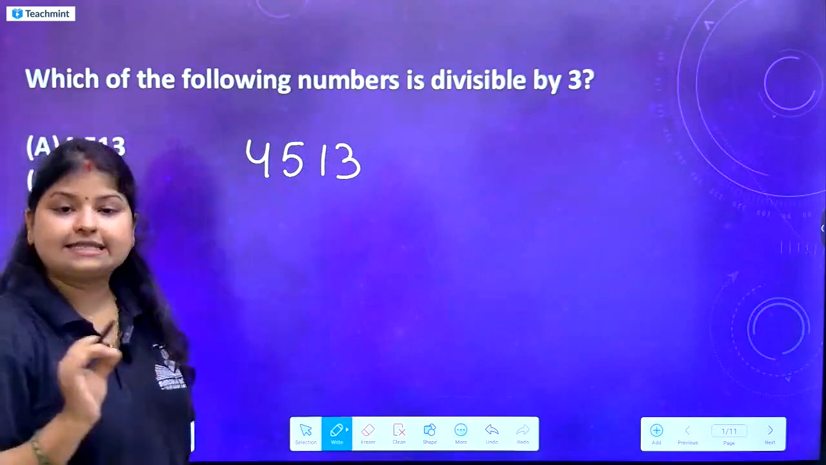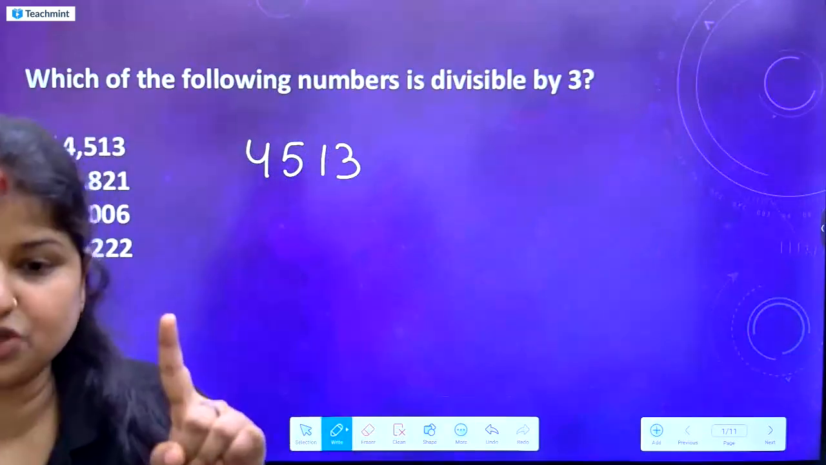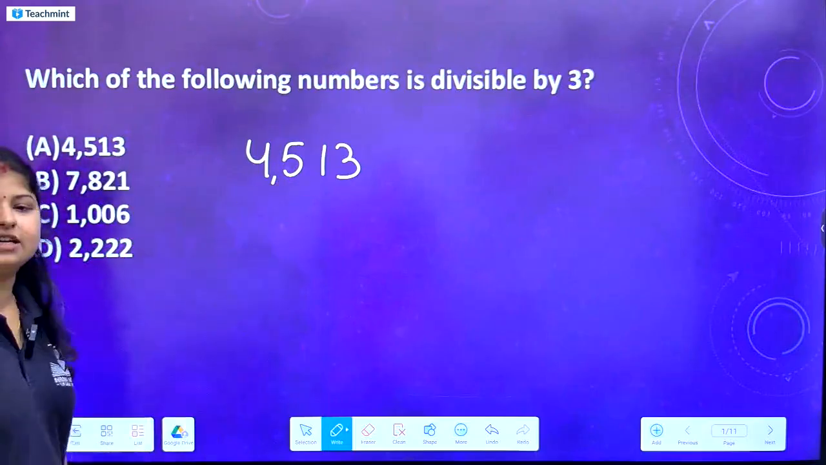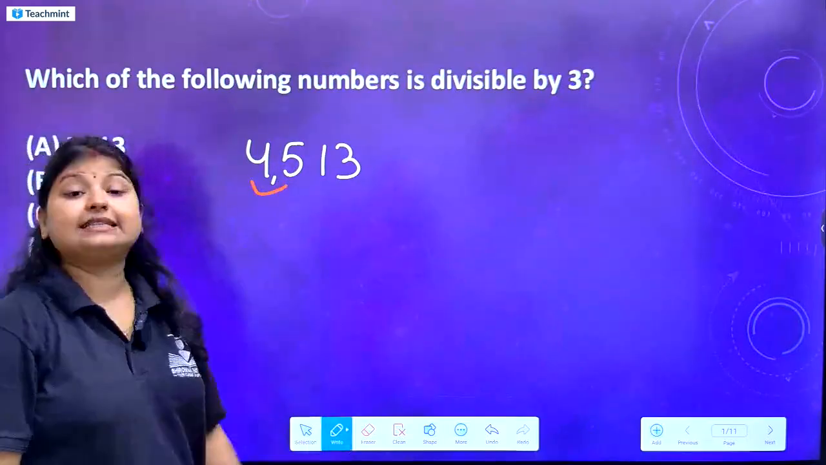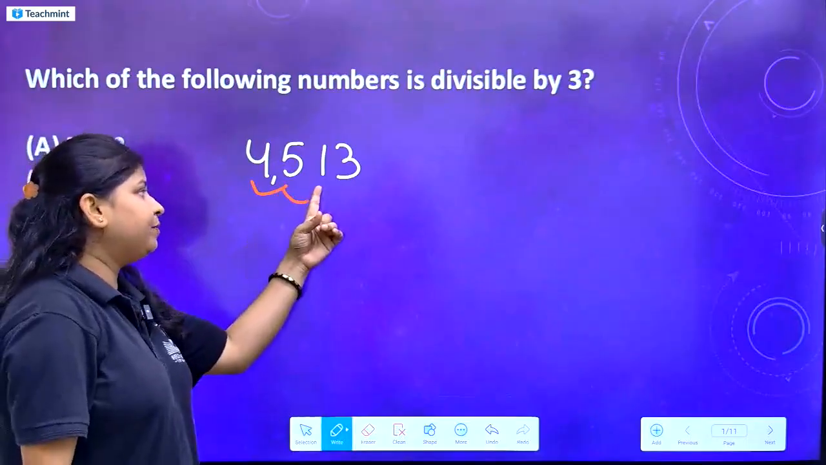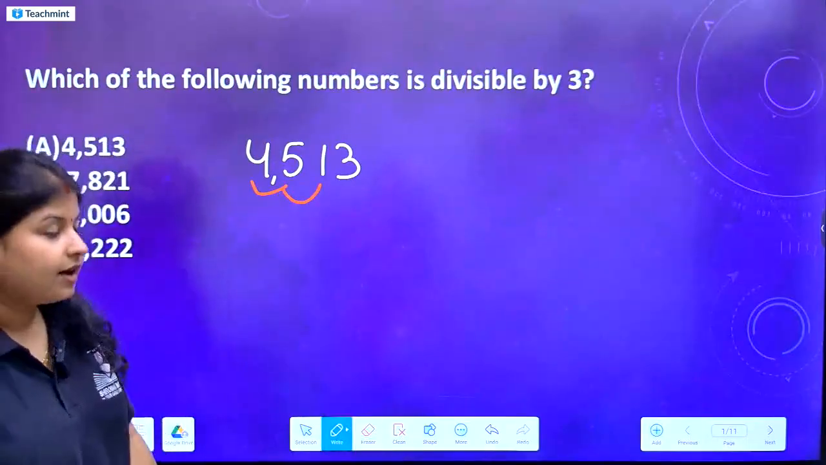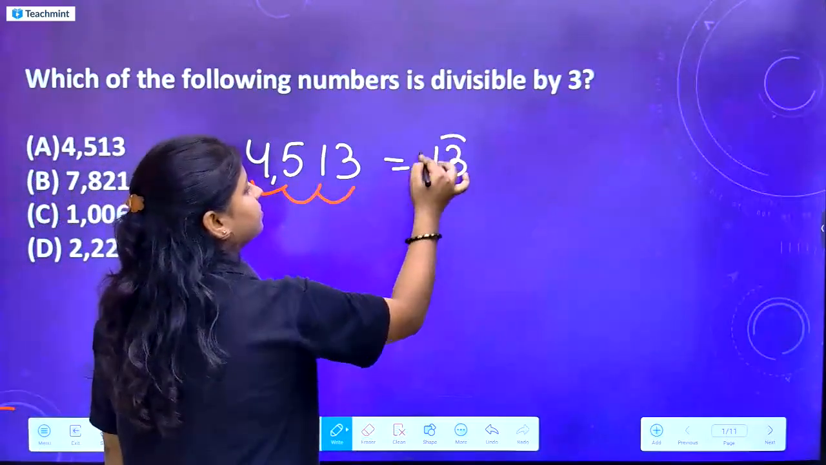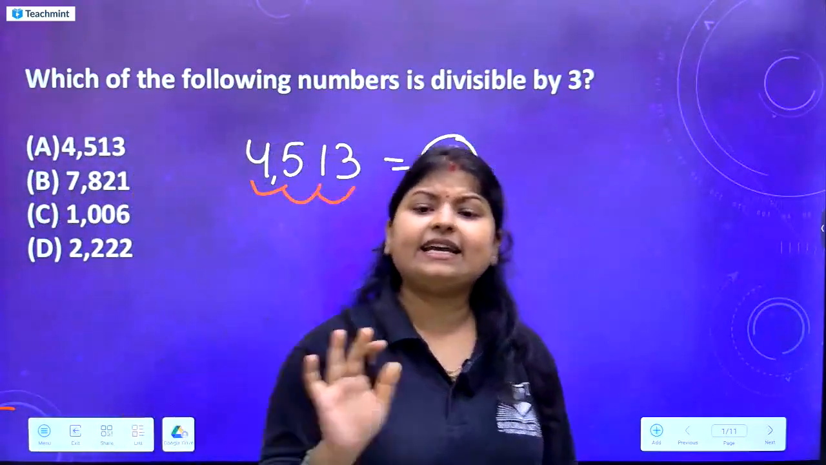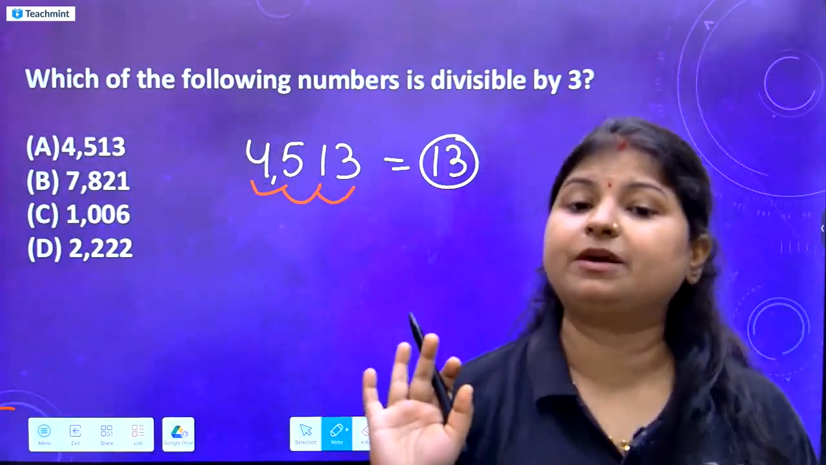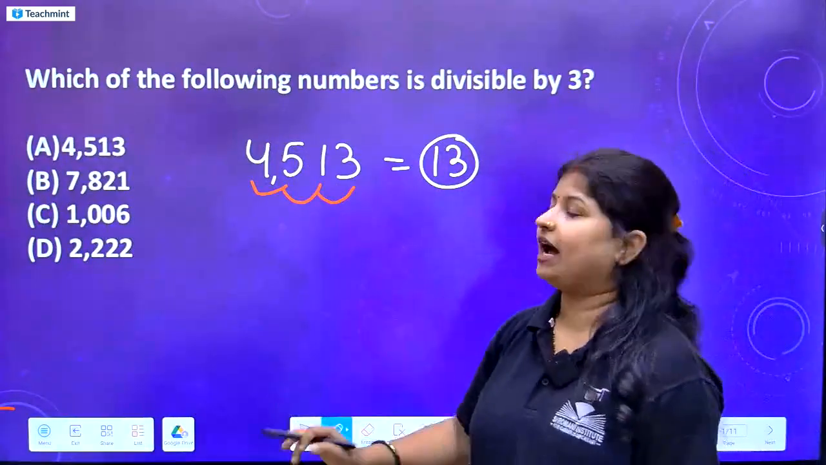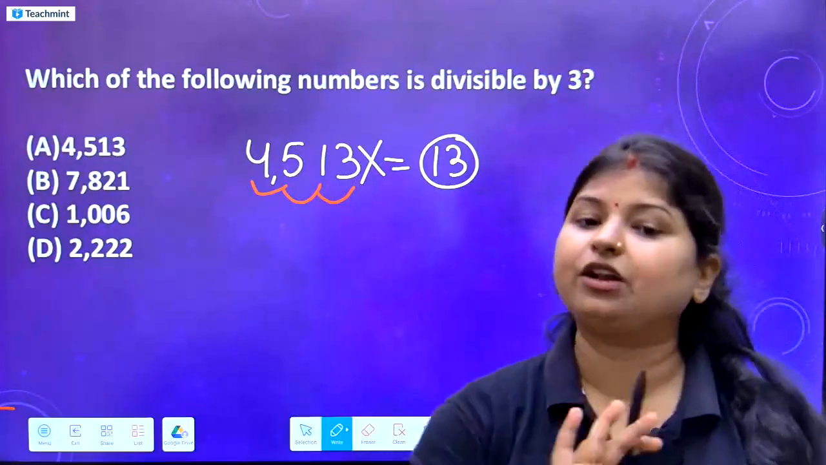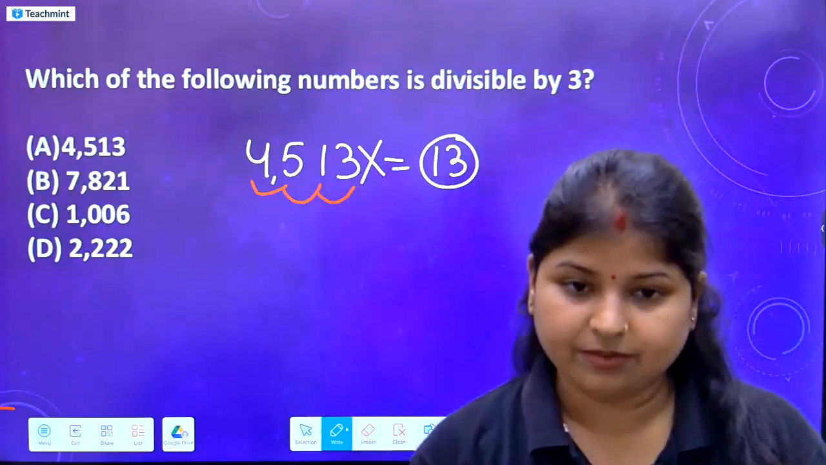So I shall start with the very first option. I have what? 4,513. 4 plus 5 is 9. 9 plus 1 is 10. And 10 plus 3 is 13. 13 is not divisible by 3. That is why 4,513 will also not be divisible by 3.